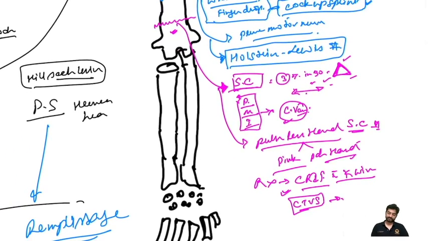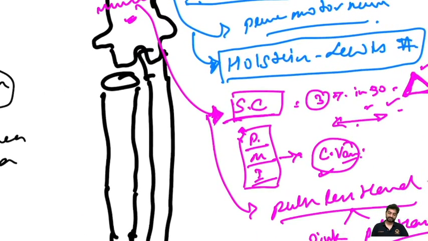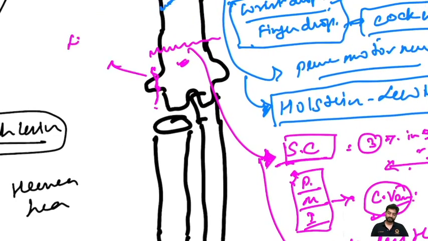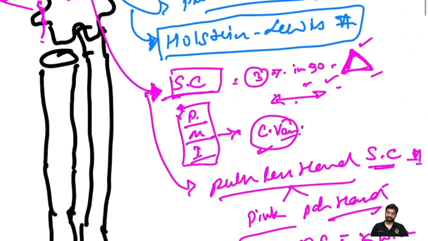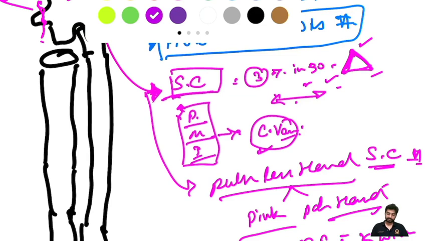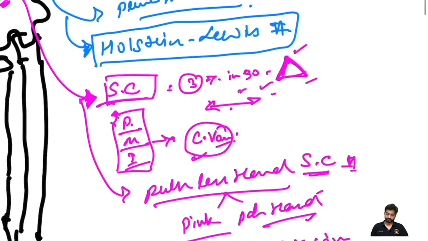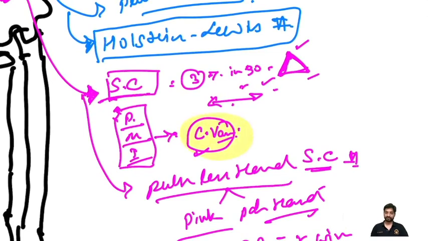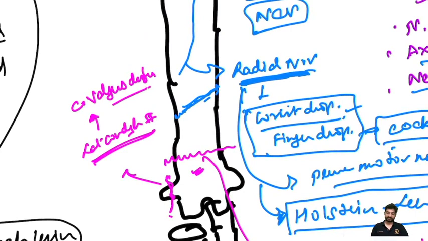Similarly, apart from supracondylar fracture, there is the lateral condyle fracture. Lateral condyle fracture will lead to cubitus valgus deformity. So here you saw that in supracondylar fracture you get cubitus varus deformity, whereas in lateral condylar fracture you get cubitus valgus deformity.